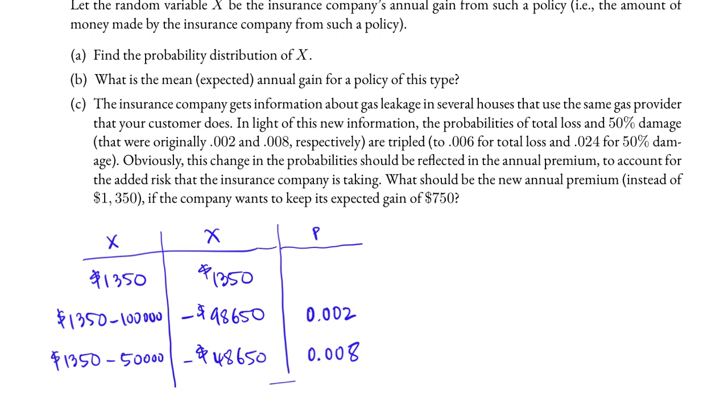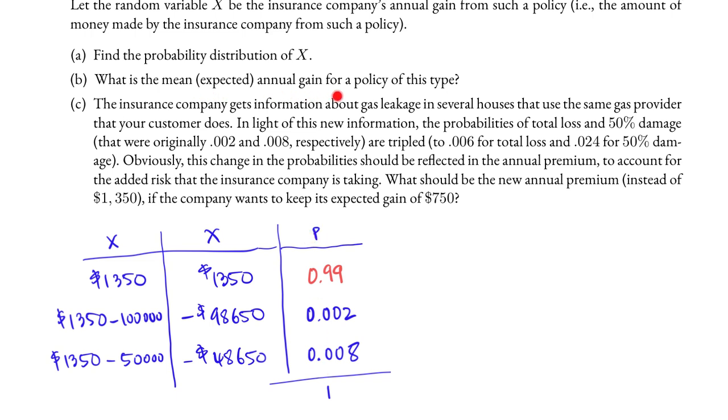We know that from the probability distribution, the total probabilities need to add up to 1. And so what is the probability of no damage at all? 1 minus 0.002 minus 0.008 is 0.99. And so there is a 99% chance that the insurance does not have to pay anything. This is the probability distribution of x. Most likely we do not need the first column. We only need to list the x column with the corresponding probability.